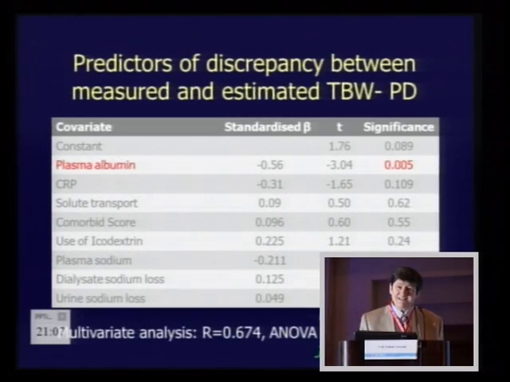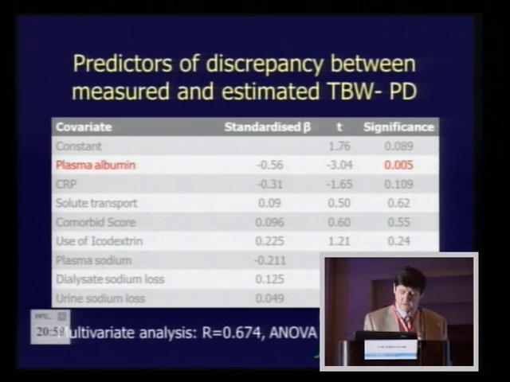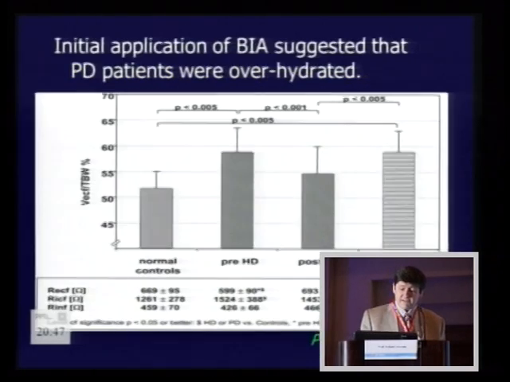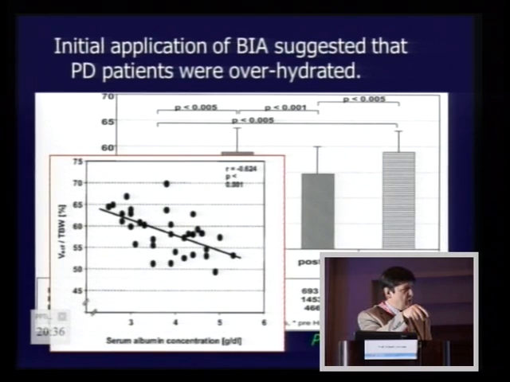And when we looked at the predictor of that overhydration, we found that the single most important thing on multivariate analysis was how low their plasma albumin was. So we hypothesized that what was happening here was that our patients had low plasma oncotic pressure that was resulting in increased tissue edema. And if that was the case, then it should be possible to show that this overhydration, which has been reported in hemodialysis patients and previously linked to the low albumin level that some of these patients have, this extra fluid, was in the extravascular compartment.